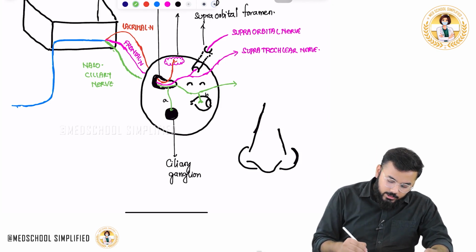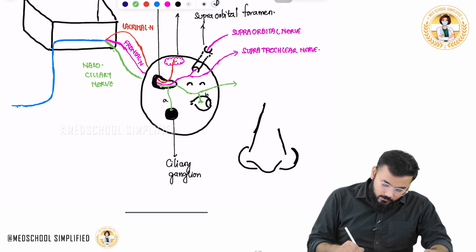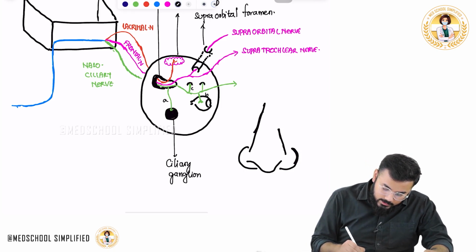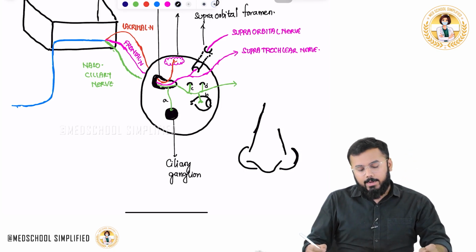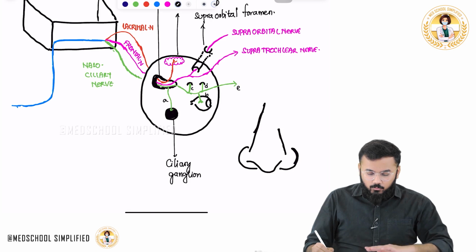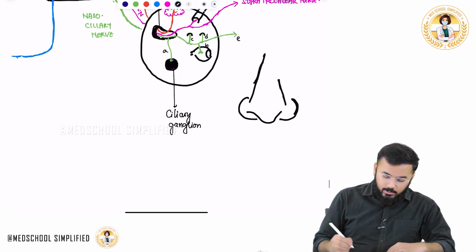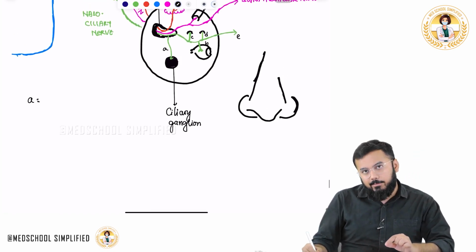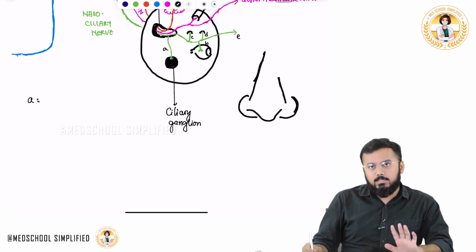Next, it is giving the 3rd and 4th branches. See, one branch here. It is giving another branch here. What are these 2 branches? Let us write them as C and D. And the last branch over here is E. So what are these branches? For example, branch number A. Branch number A is nothing but a communicating branch that is communicating with the ciliary ganglion.